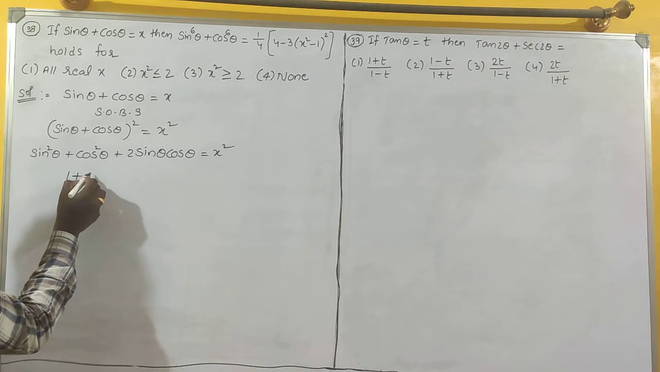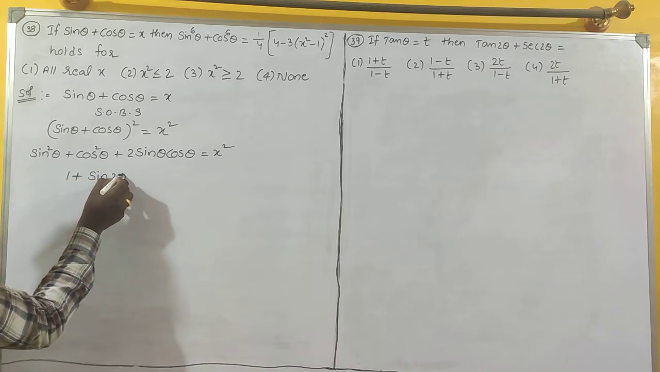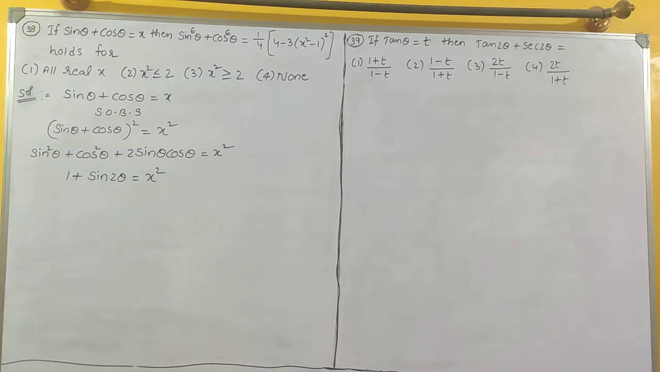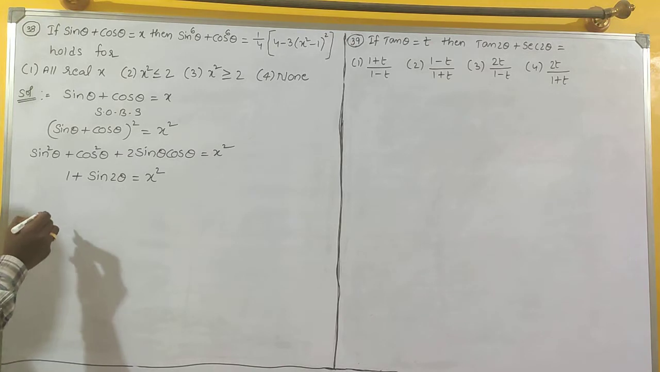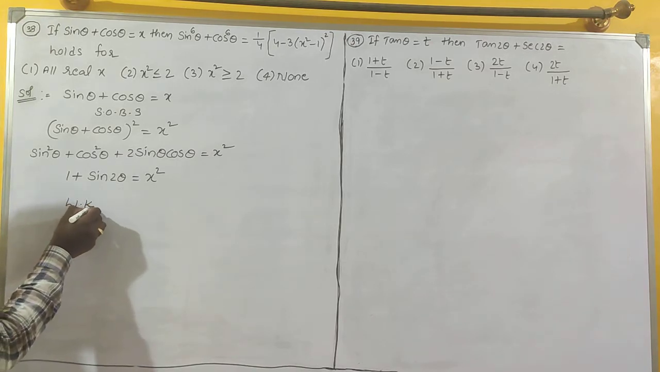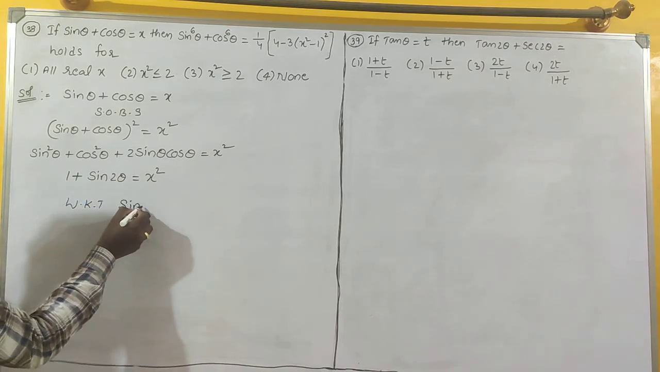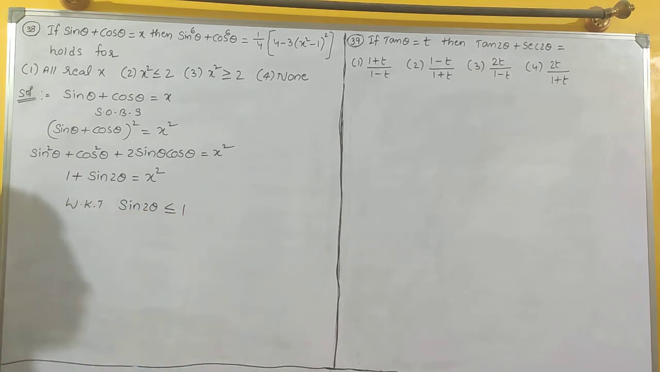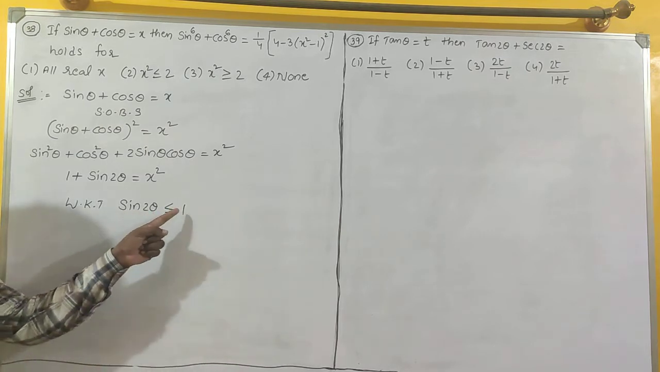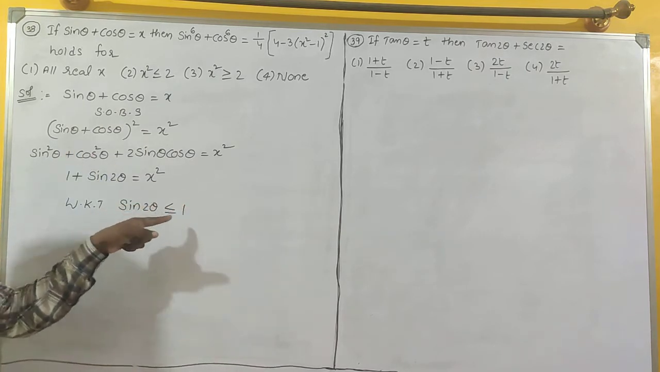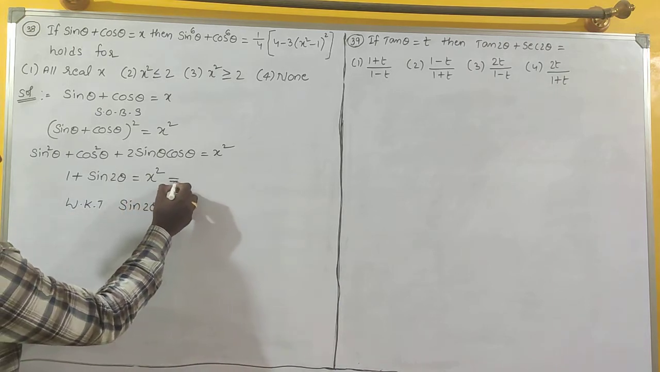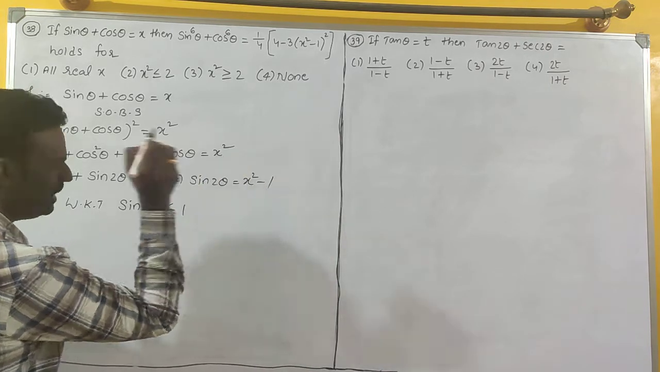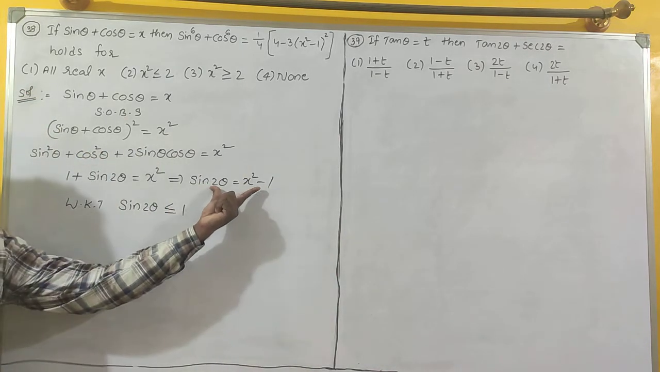And 2 sin theta cos theta, that is nothing but sin 2 theta, that is equal to x square. We know that the maximum value of sin is 1. What is the maximum value of sin? Sin is 1 only. That's why less than or equals to 1. From this I can write sin 2 theta is equal to x square minus 1. You substitute this sin 2 theta value here.